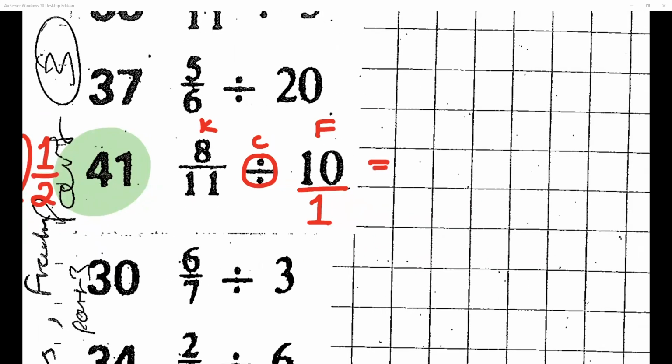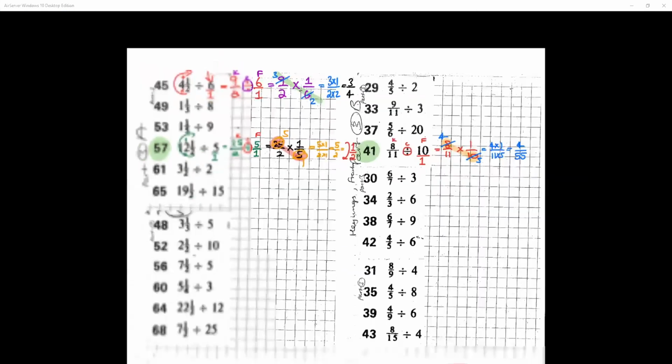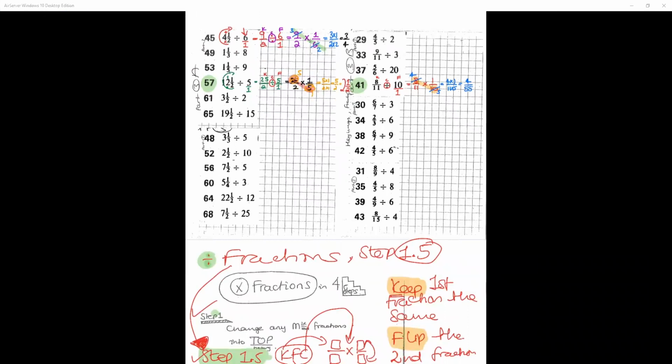Okay, so 8 over 11 times 1 over 10. Can I do any cancelling? No. Are you sure? Yeah. What can you cancel by? You can cancel it by 2. What do we do next? You can multiply them because 11 and 1 don't divide. So what's the answer going to be? 4 over 55. Fantastic. Okay, folks, are we getting happy with this question now, yes?